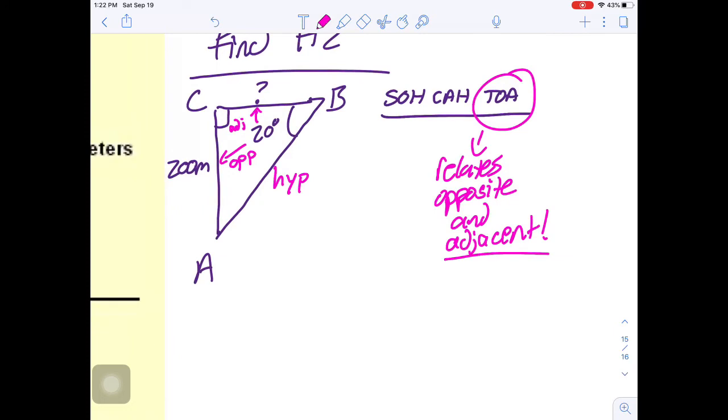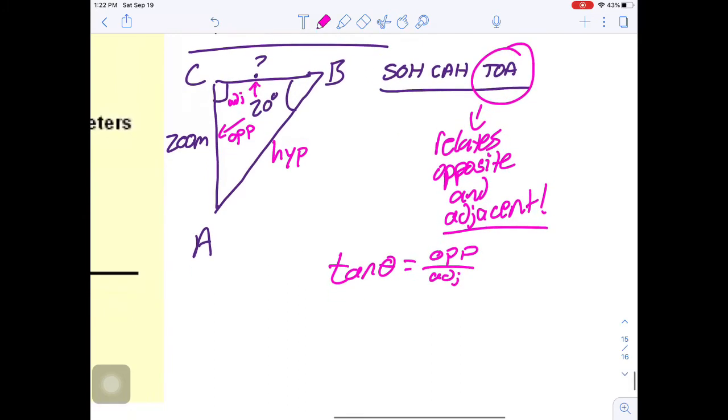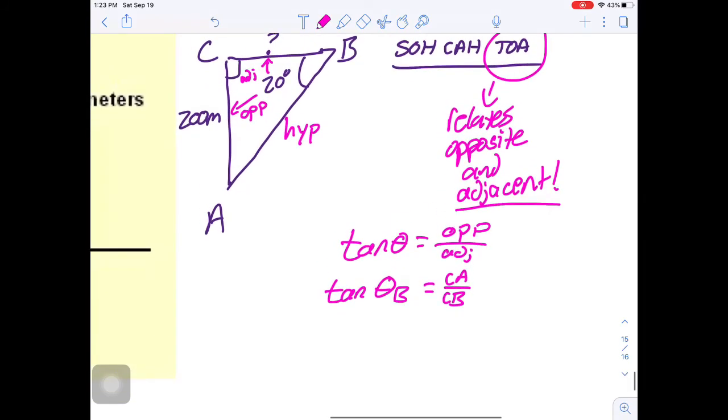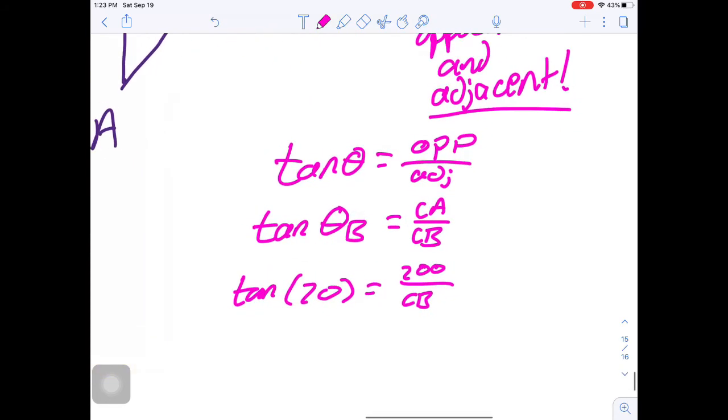Okay, so let's talk about tan. Tan of an angle equals opposite over adjacent. Now let's plug it in terms of angle B, which is our 20. In terms of angle B, opposite is your C to A. Adjacent is your C to B, which is what we're trying to find here. So let's plug in the numbers that we have. Tan of angle B, which is 20, equals C to A, which is 200, over C to B. And now we're solving for C to B.